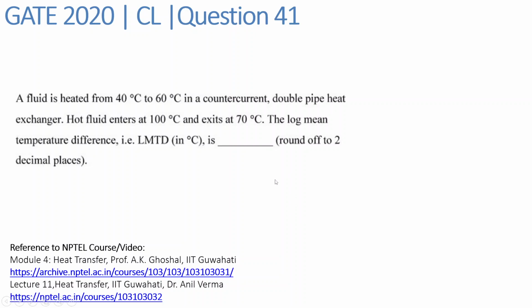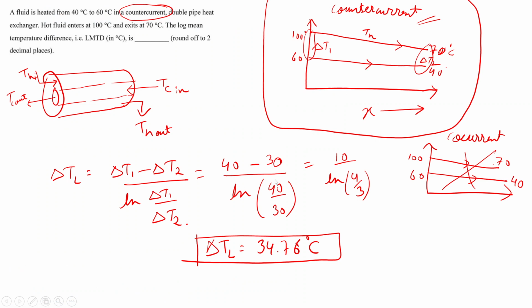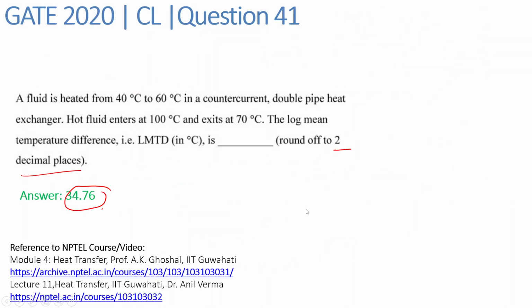Okay, so this was a straightforward question. In the video, I just made an error in this direction. So in this case, as the fluid is heated from 40 to 60 in counter current, the direction will be opposite to that of the hot fluid. Rest all the calculations were correct, and I guess you have also solved correctly. And the final delta T was 34.76. So we can move on to the next question.